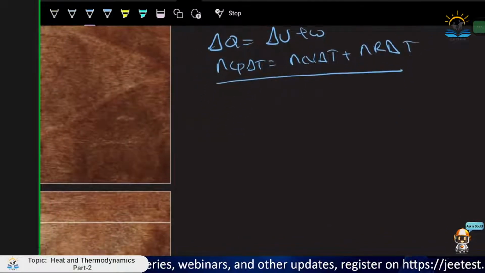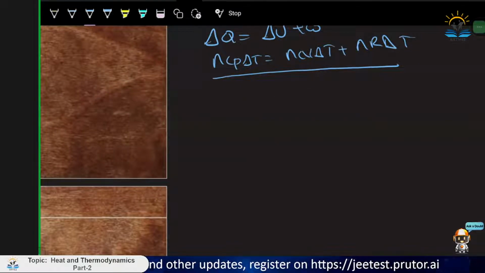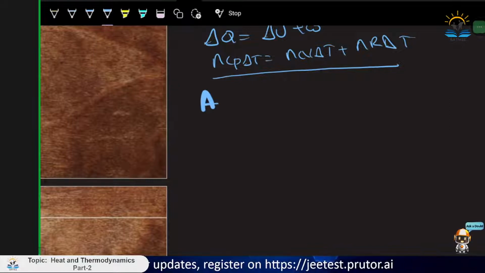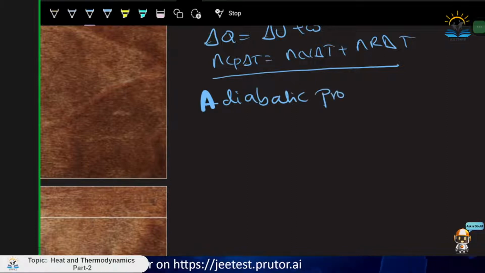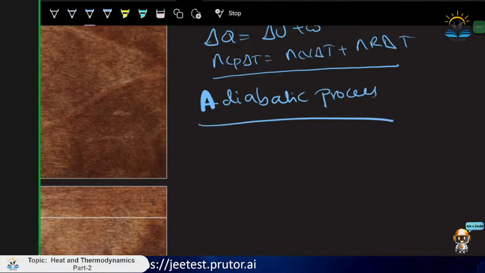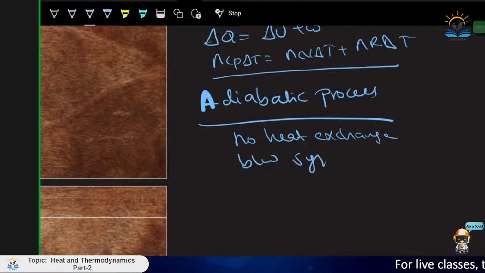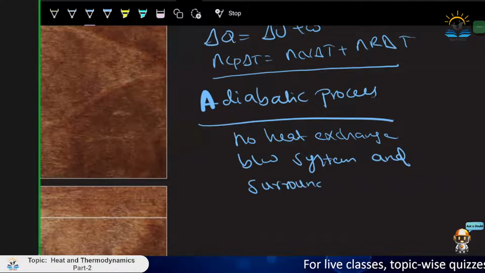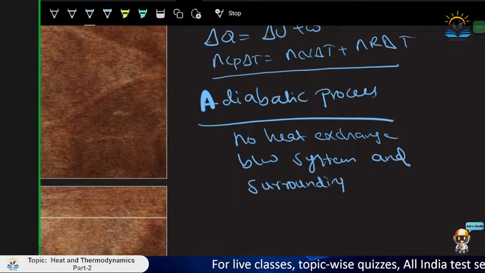So now we want to move on and know about adiabatic process. Our most important process is the adiabatic process. In adiabatic process means there is no heat exchange between system and surrounding. That means heat is not transferred between system and surrounding.